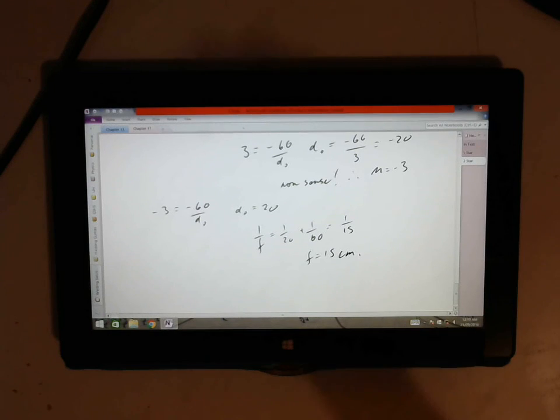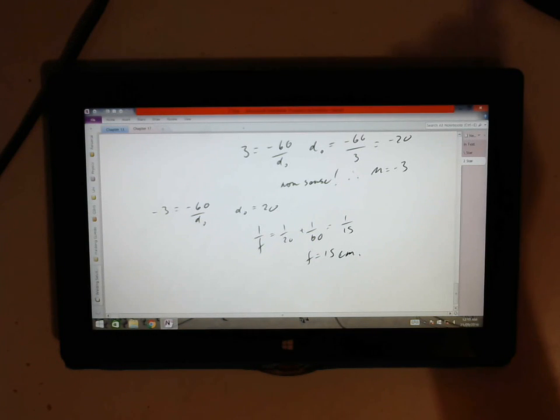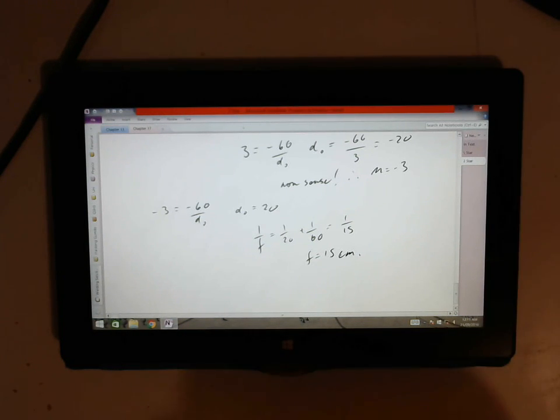Alright, so that's the end of the video. I will put into the description whether it was the gradient or the y-intercept that is giving us this value of 15, since both of them are 15, or at least pretty close to 15 with a bit of rounding.